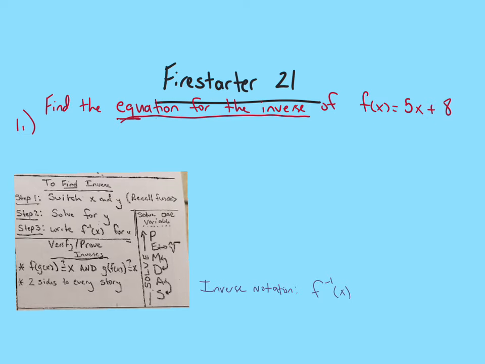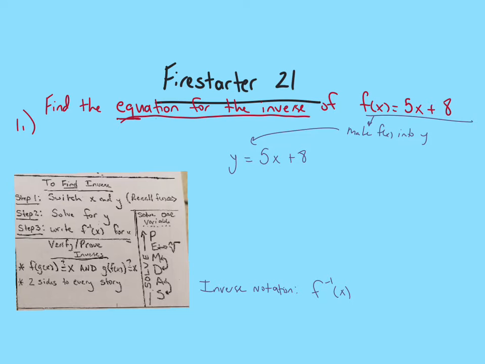So basically what this means is that I'm going to find a function that if I were to plug in x, it would just cancel the whole function out. The easiest way to do that is to switch x and y. I'm going to make the f of x a y. So the first thing I'm going to do is make f of x into y. So I'm going to rewrite it as y equals 5x plus 8.